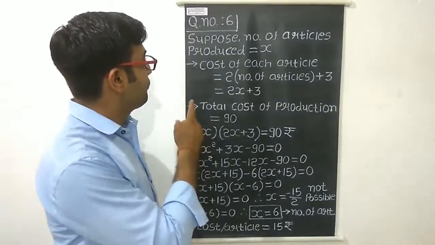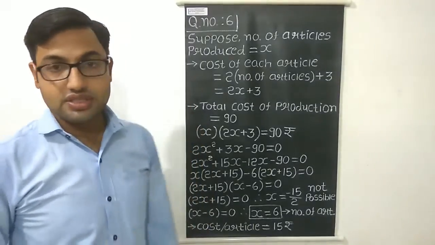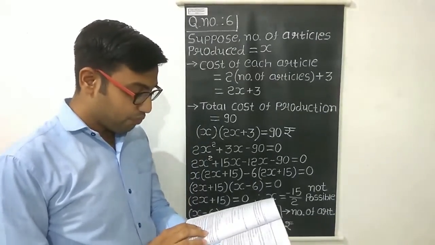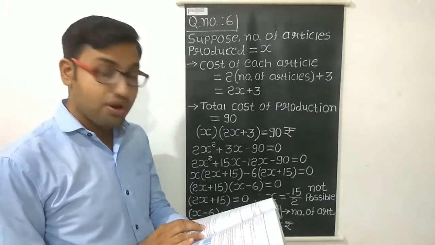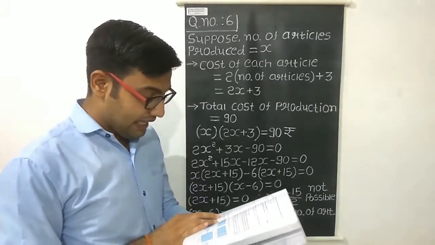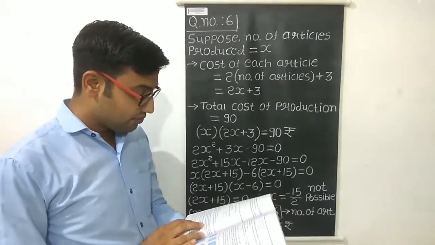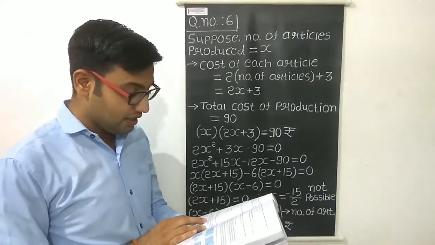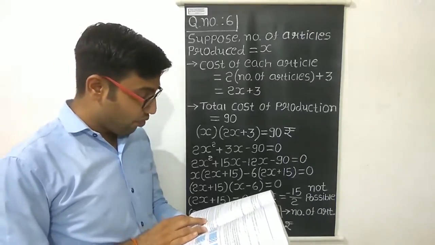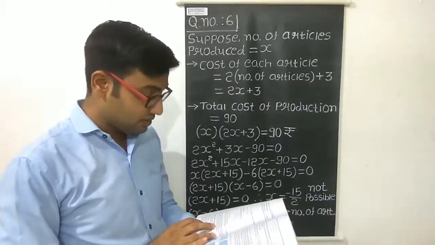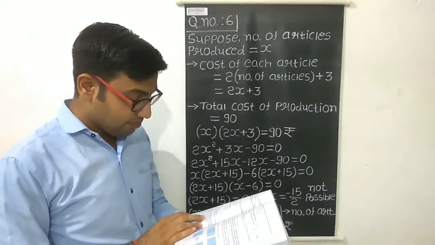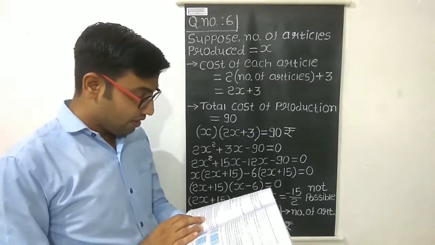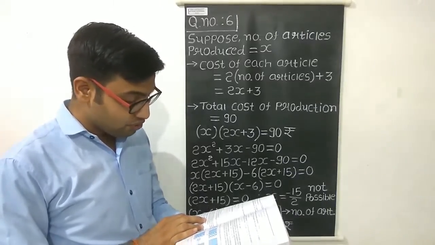So let us continue with question number 6. What is question number 6? A cottage industry produces a certain number of pottery articles in a day. It was observed that on a particular day the cost of production of each article in rupees was 3 more than twice the number of articles produced on that day. If the cost of production on that day was rupees 90, find the number of articles produced and the cost of each article.